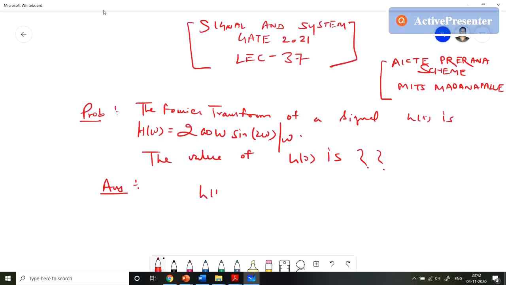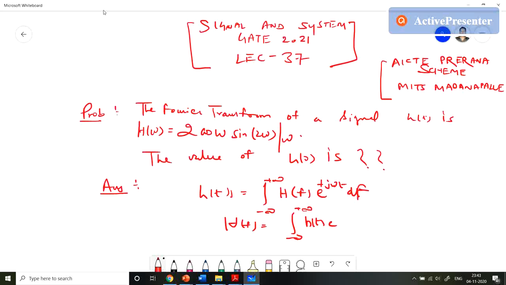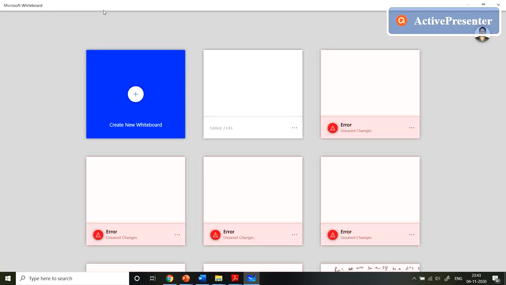So this h(t) is given as integral from minus infinity to plus infinity of H(f) e raised to the power j omega t into df, and H(f) is given as integral from minus infinity to plus infinity of h(t) e raised to the power minus j omega t into dt. So this is the Fourier transform pair. So let us solve this problem. Let us find out the solution of this problem.